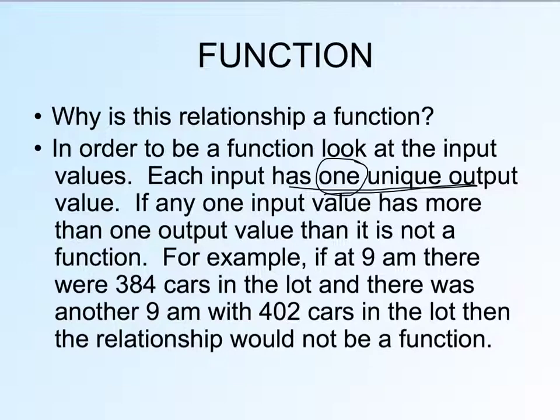So for example, if at 9 a.m. there were 384 cars in the lot, and then there was another 9 a.m. with 402 cars in the lot, the relationship would not be a function, because an input of 9 a.m. cannot go to two different values. So this would be not a function.